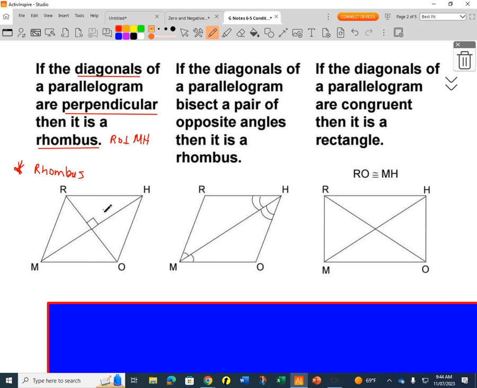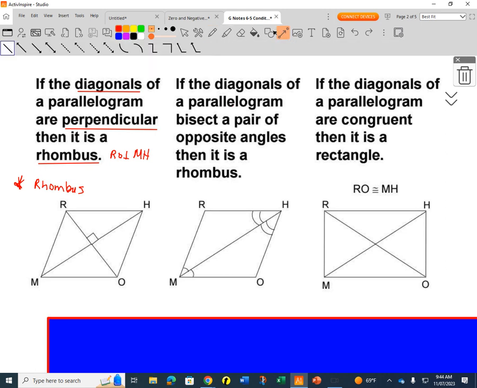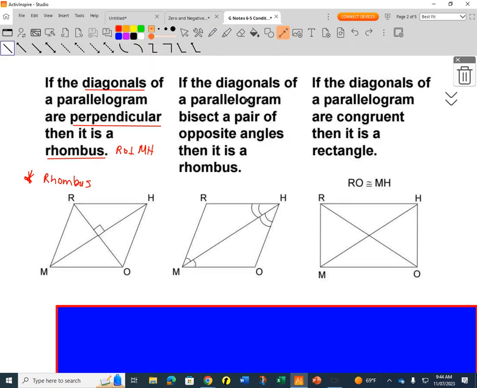And the next, this middle example, it says if the diagonals of a parallelogram bisect a pair of opposite angles, so we're going to underline diagonals, bisect, opposite angles, then it is a rhombus. So they have indicated that these angles and these angles are congruent. They've indicated that this angle and this angle are congruent, right?